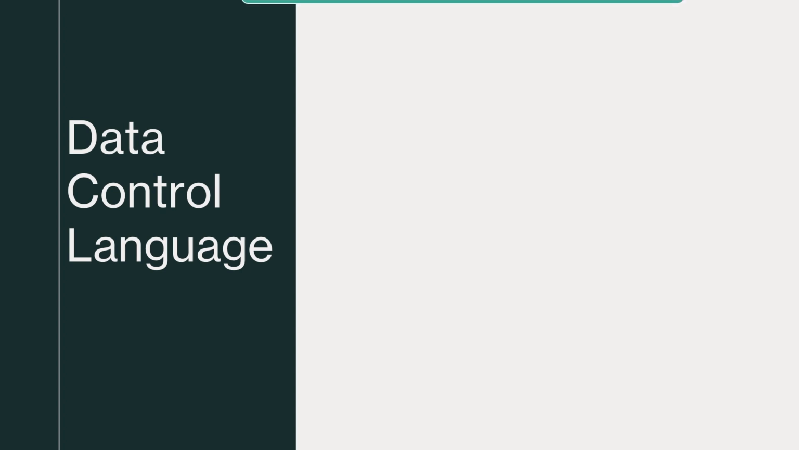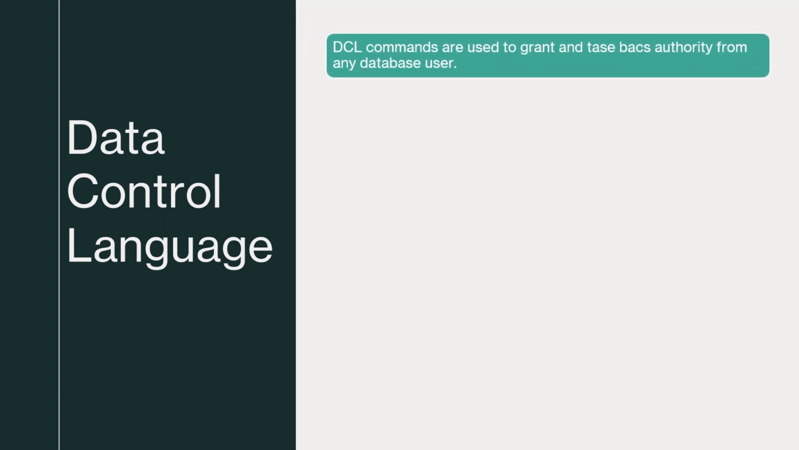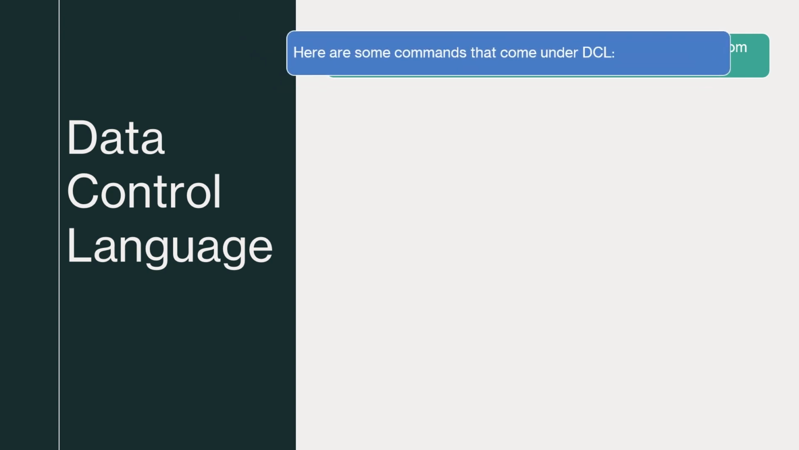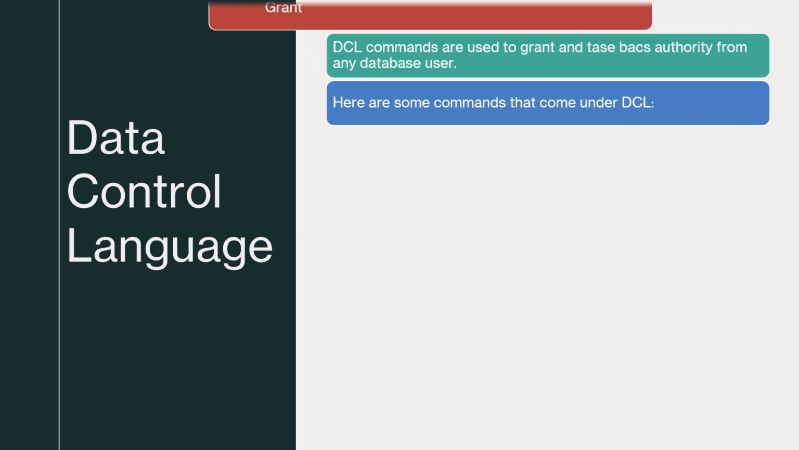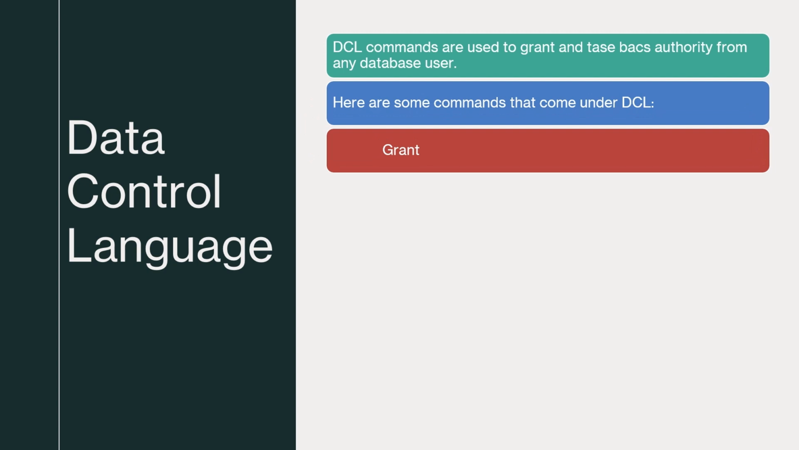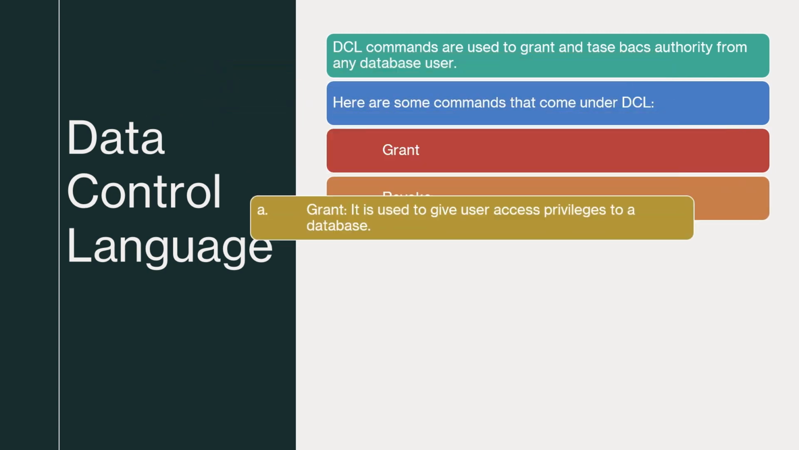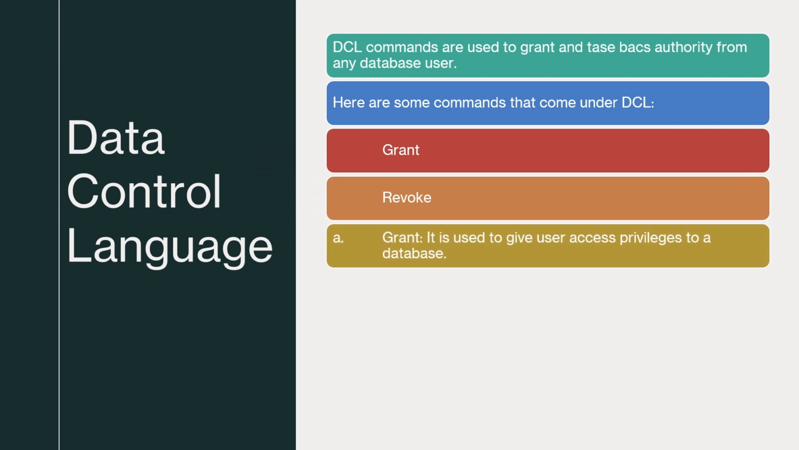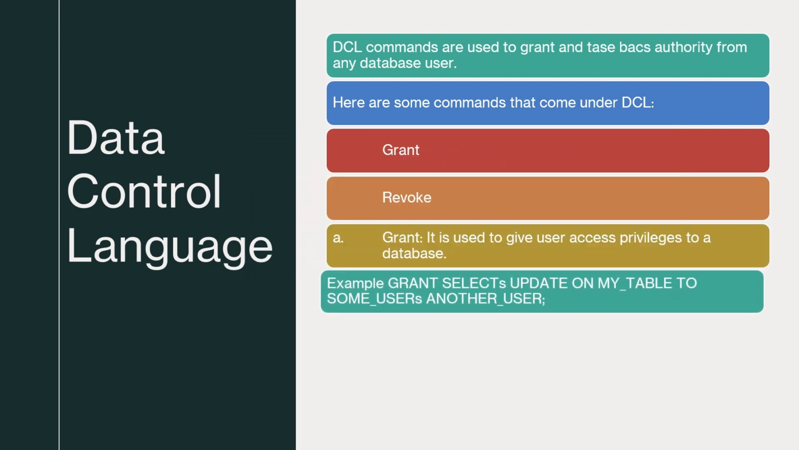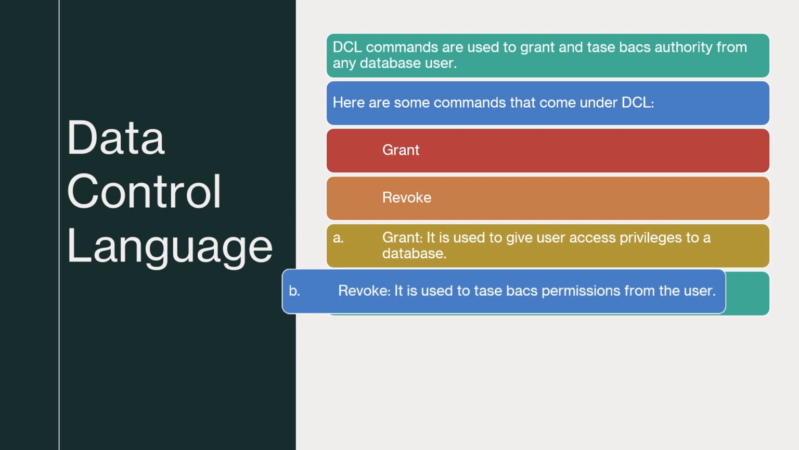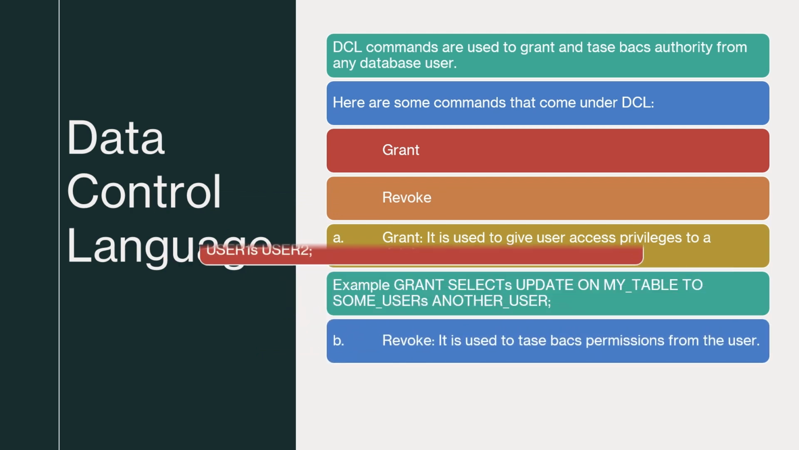Data Control Language. DCL commands are used to grant and take back authority from any database user. Here are some commands that come under DCL: Grant and Revoke. Grant is used to give users access privileges to a database. Revoke is used to take back permissions from the user.